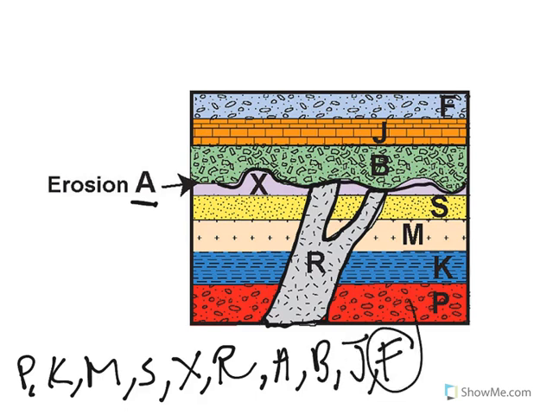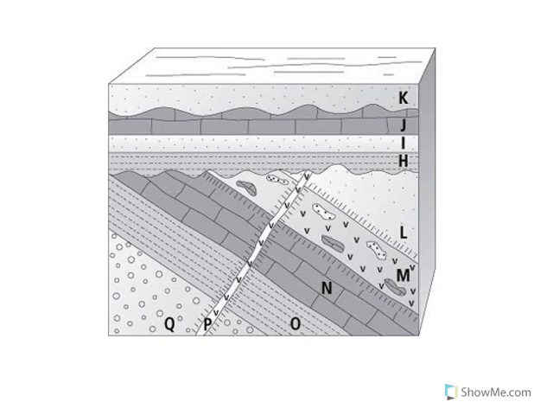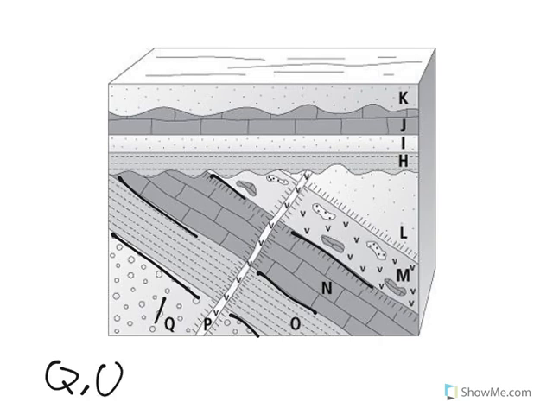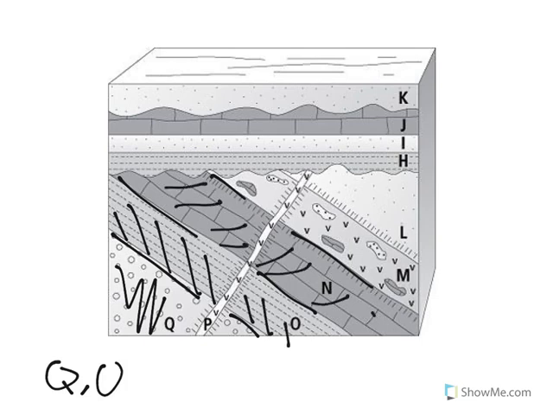I'm going to do one more example for those of you that want some extra support on one of today's questions. This question is directly from your lesson today. Notice, even though these are slanted layers, the law of superposition still applies. So Q is clearly the oldest layer, followed by O, right? So Q is down here, O is over here, followed by N, right?